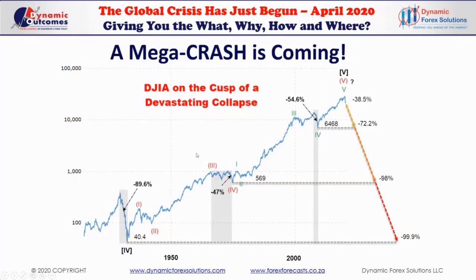But if it's a correction of this longer term period, then we're coming down to 99.89% or something like that. So these are the potentials. This is the minimum that we're going to be getting down to. This is more likely. And really, at that point, there's not too much difference between this and this. So the fact of the matter is, we're on the cusp of a devastating collapse.